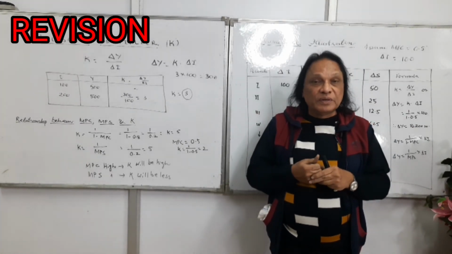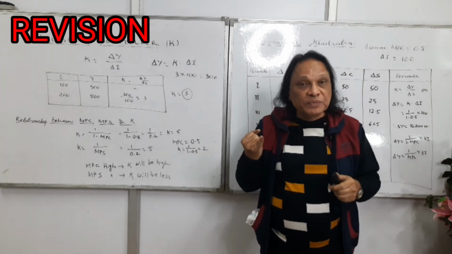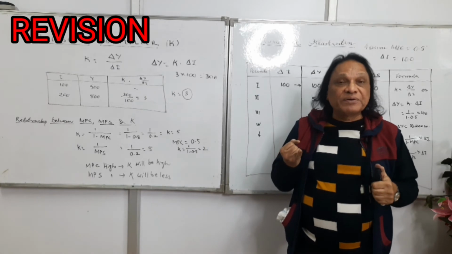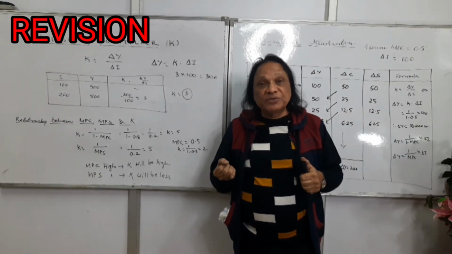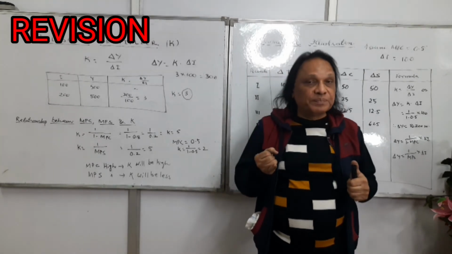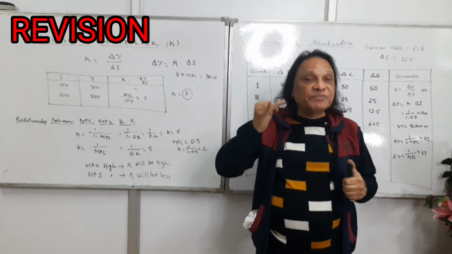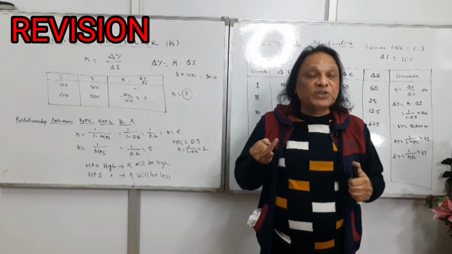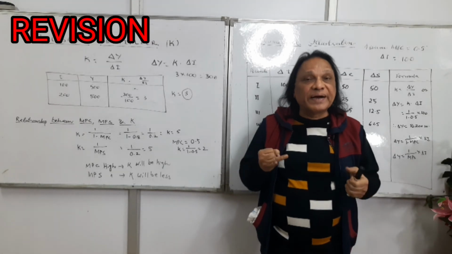The first thing you have to remember: investment multiplier operates on the principle of one man's expenditure in the economy is another man's income. Second point, K is defined as the ratio of change in income to change in investment. K is equal to delta Y upon delta I.